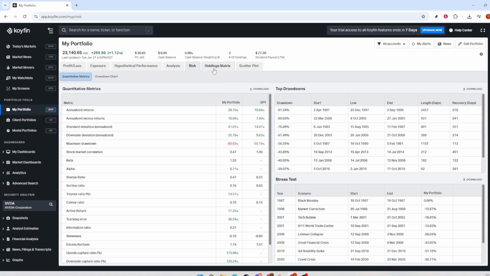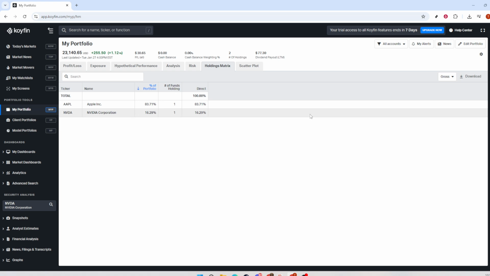Open the Holdings Matrix tab to visualize your portfolio across two dimensions, such as sector by market cap or region by industry. This grid view highlights gaps and concentrations at a glance, making it easier to spot unintended tilts.